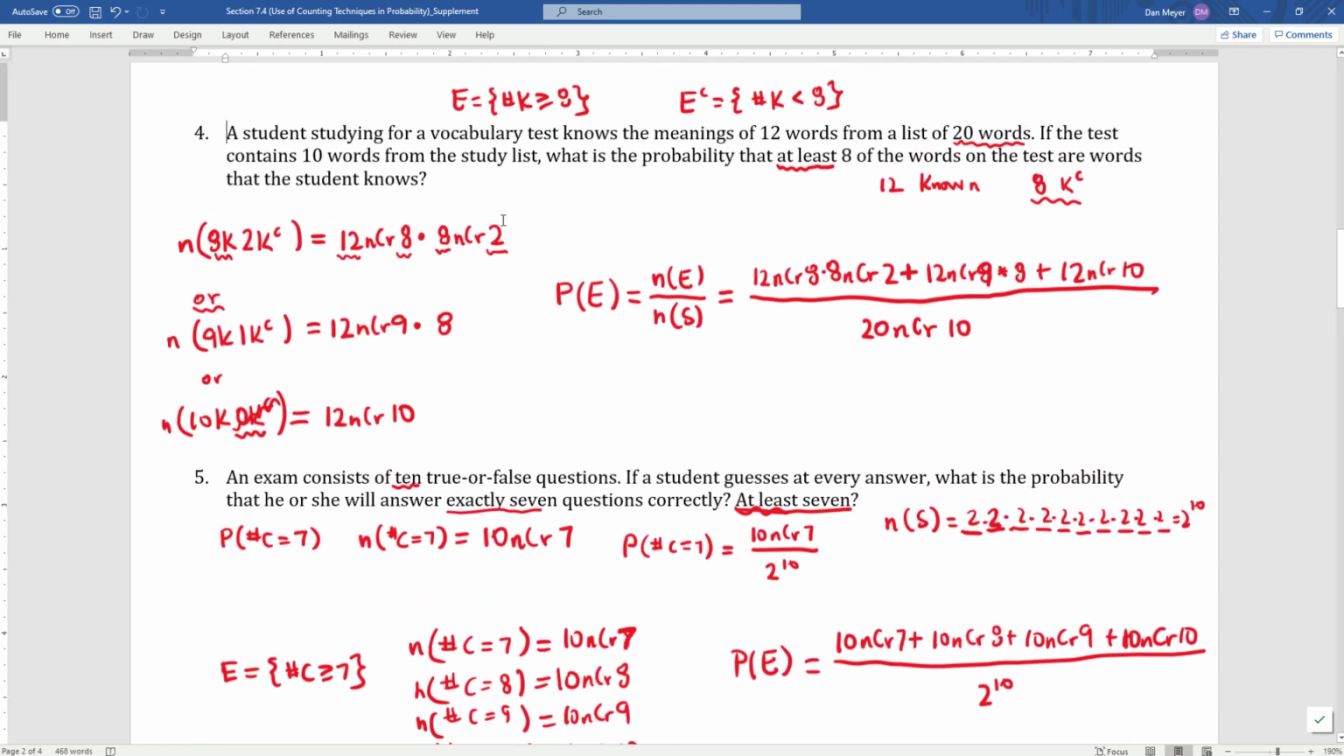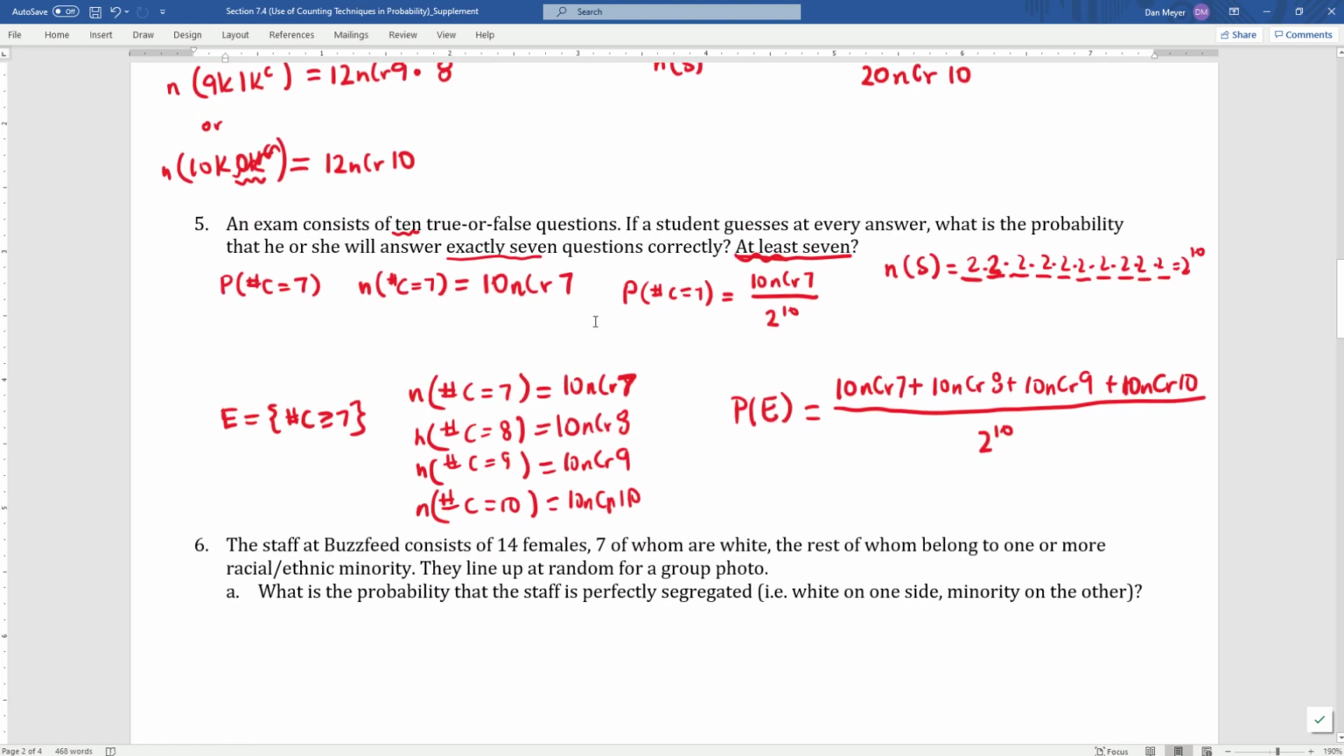In the previous problem, our set was partitioned before the selection. Before any problems were chosen for the test, this student knew 12 of them and didn't know 8 of them. That happened before any of the test questions were chosen. In this problem, our partition happens after the selection. After we've chosen the 7 problems to be correct, then the other 3 are incorrect, and we have our partition there.